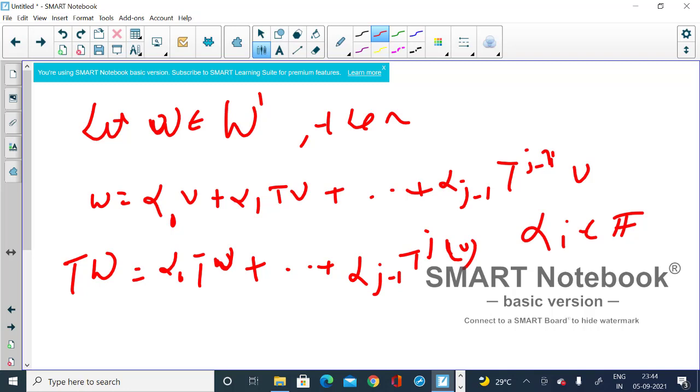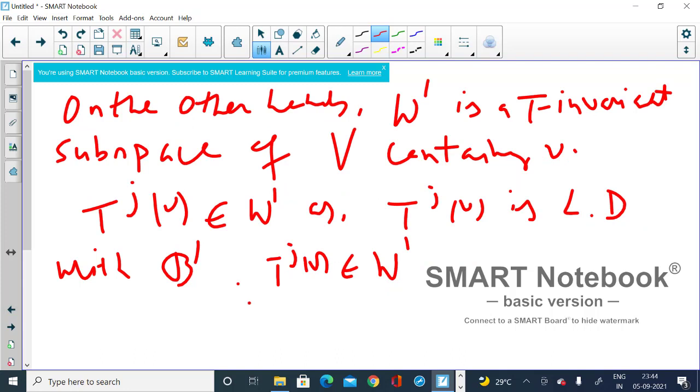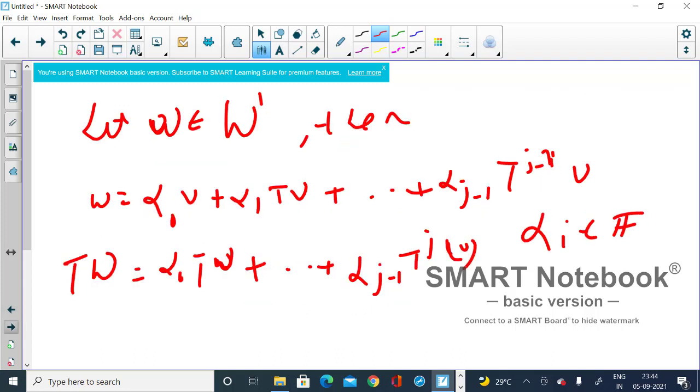Now before Tj, everything will be an element of the basis vector W', right? And Tj of v is also an element of W'. I just prove it here. So what does that mean? That means this is a combination of every element of W', and hence this is an element of W'. So any general element of W' is also an element of W'. And done. So this proves that W' is T-invariant, and W' also contains v.